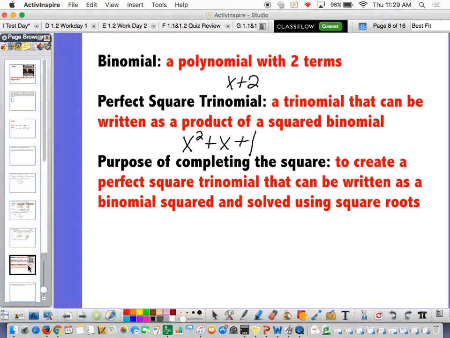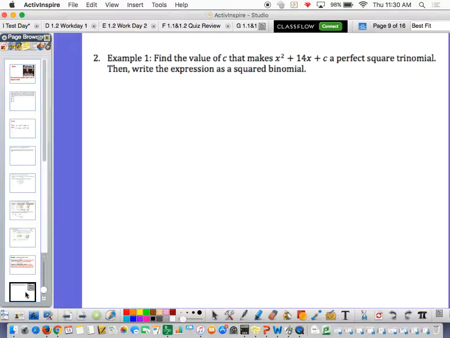That's that definition. And the purpose of completing the square is to create a perfect square trinomial that can be written as a binomial squared and then solved using square roots. And you're like, Bacham, that's a lot of words. And I'm like, yes, it is. But once we start doing some problems here, I think that you're totally going to understand what's happening. Okay. So if you need to pause and finish writing down, now's when you do that. I'm moving on.